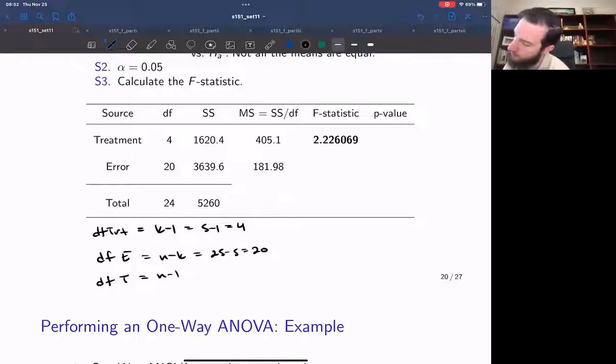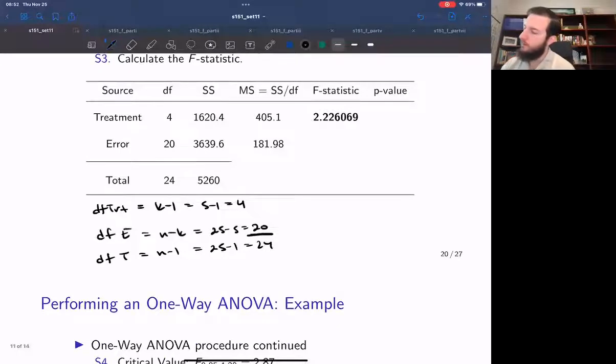We have N minus 1, which is 25 minus 1, which is 24. But you'll notice that these values add together. 4 plus 20 is 24, right? Okay. Now, you can also see our sum of square calculations. Again, these two values will add together to give you 5,260.